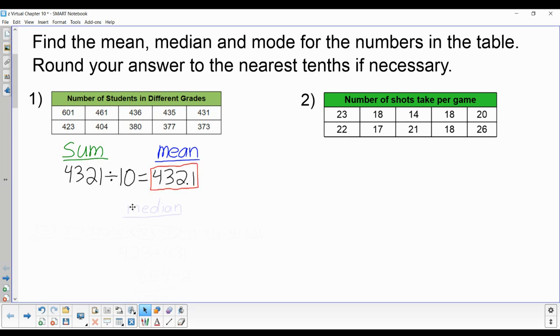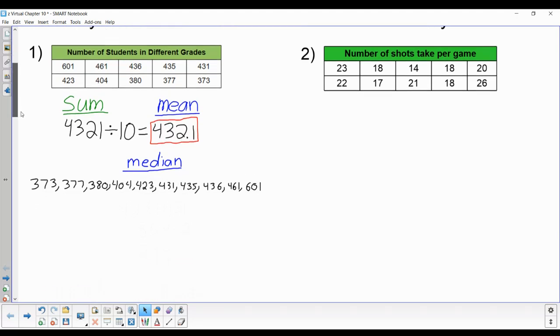To find the median, median means the number in the middle, but it is the number in the middle when you put the numbers in size order. So we take the numbers that are here in the table and we write them in size order: 373, 377, 380, 404, 423, 431, 435, 436, 461, and 601. The median is the number that is in the middle once they are written in size order.